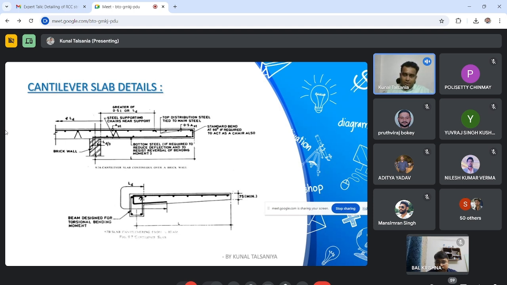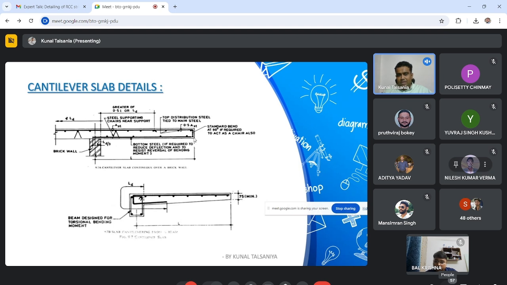Another important thing, which is not covered in this code, is at the free edge. This is the free edge. At the free edge, you have to provide a camber. What is camber? You have to slightly uplift this slab. Inside, they arrange props in such a way that, suppose you have written 10 mm camber at free edge.